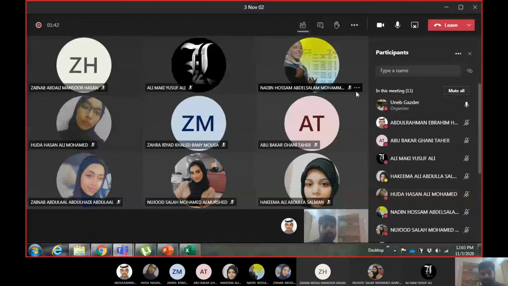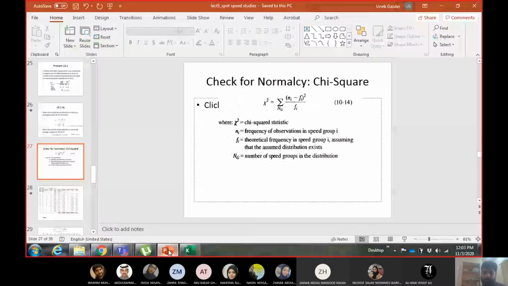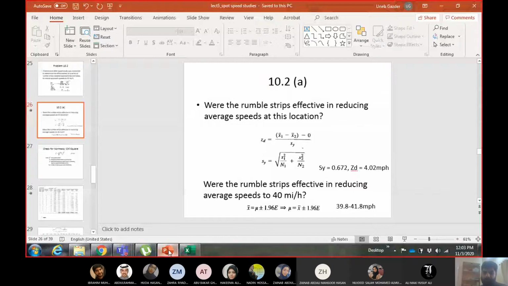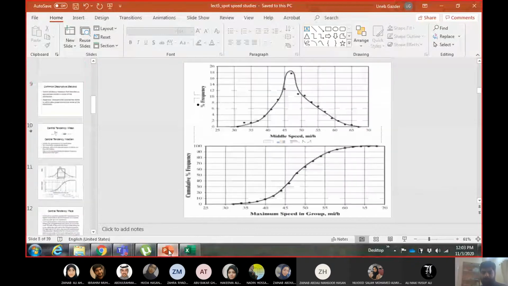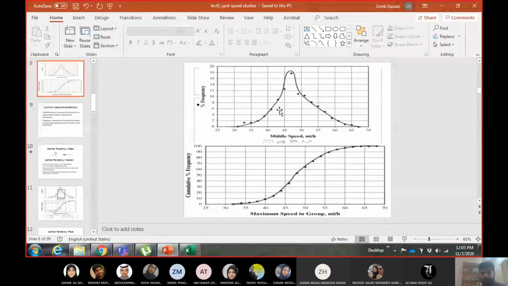Now, how did I make this claim? How did I know that the spot speed data follows normal distribution? Based upon this graph, the frequency distribution graph. Let me show. Okay, this one, the first one. The second one doesn't have any specific shape. I was talking about the first graph, that it is a symmetric graph and it's a bell-shaped curve.